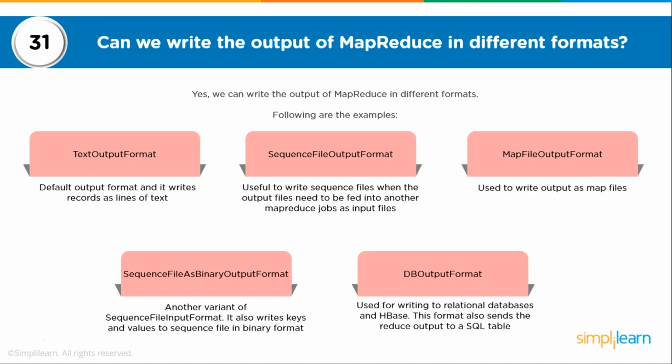You could go for a map file output format to write output as map files. You could go for a sequence file as a binary output format. So that's again a variant of your sequence file input format. It basically writes keys and values to a sequence file. So when we talk about binary format, we are talking about a non-human readable format. DB output format. Now, this is basically used when you would want to write data to, say, relational databases or, say, NoSQL databases such as HBase. So this format also sends the reduce output to a SQL table.